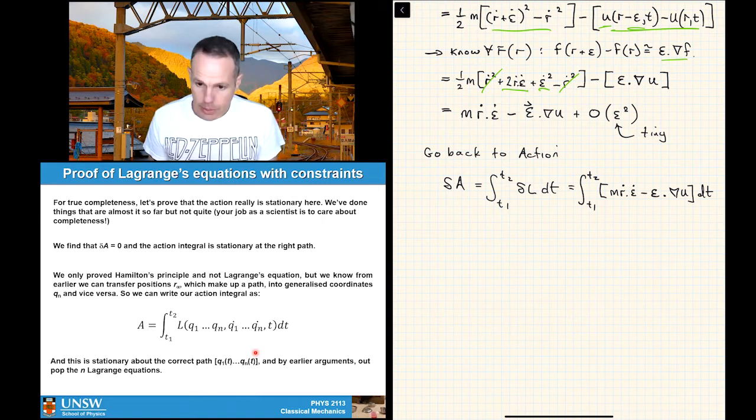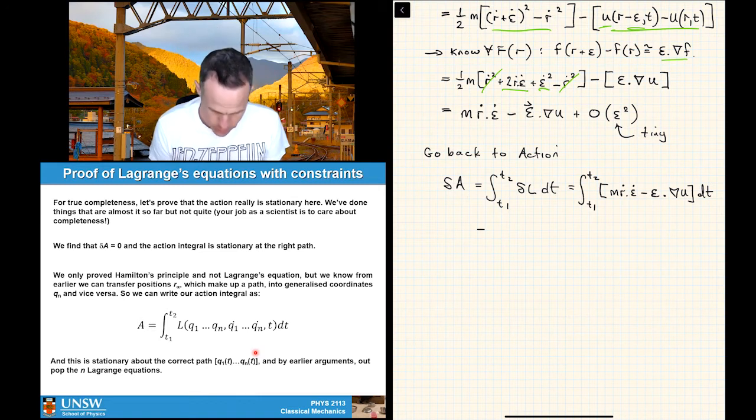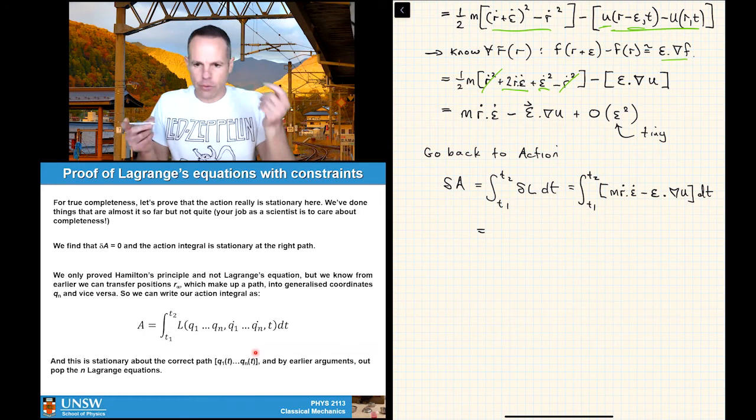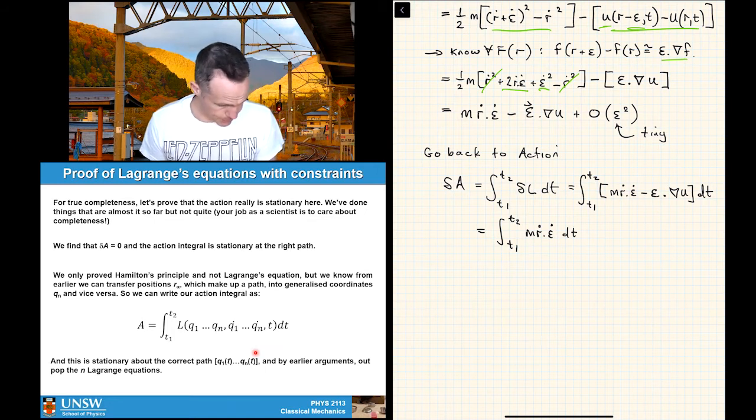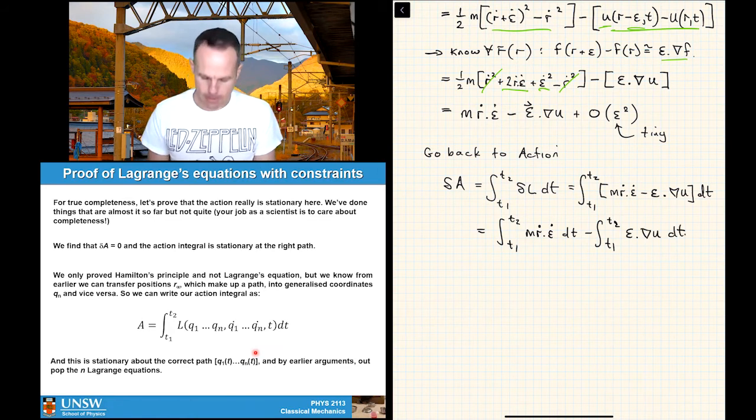Of course, we can split this into two integrals here, because the integral of a sum is the sum of integrals. So it's going to be the integral from t1 to t2 of m r dot epsilon dot dt, minus the integral from t1 to t2 of epsilon dot grad u dt.